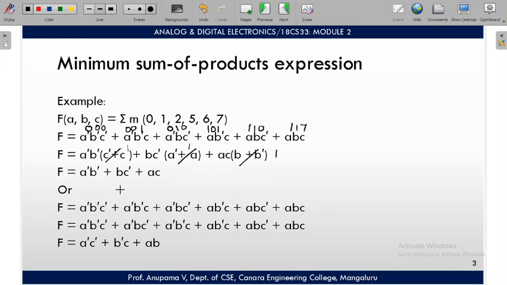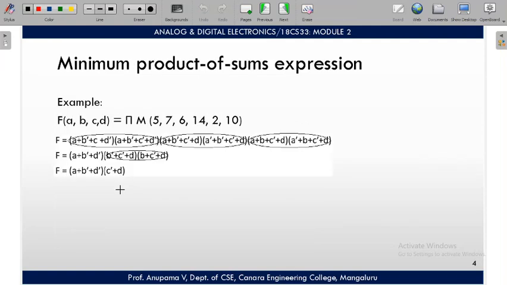We can rearrange the terms given in the equation and you can get one more simplified answer for the same equation as f is equal to a complement c complement plus a complement c plus ab. Let us simplify product of sum expression using Boolean laws.